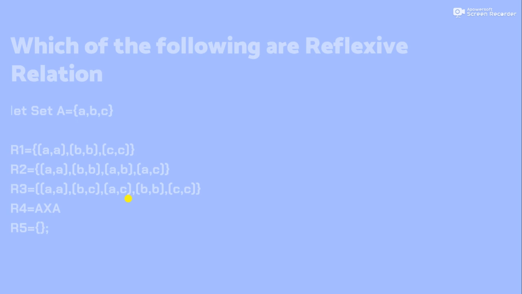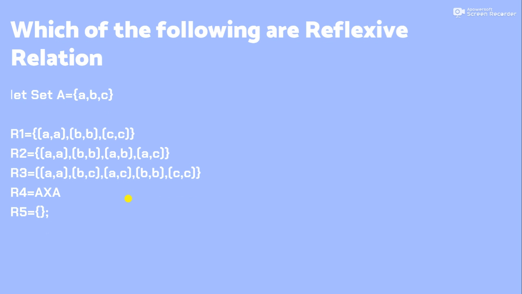Here I am going to give you an example where we need to find which relations are reflexive. From the given relations we need to find which of the following are reflexive relations. Consider we have set A which contains three elements, and we have R1, R2, R3, R4 and R5. These are the 5 relations, and among them we need to identify which are reflexive.